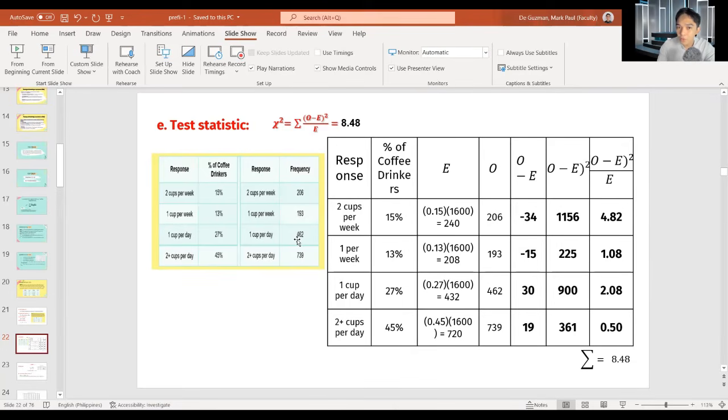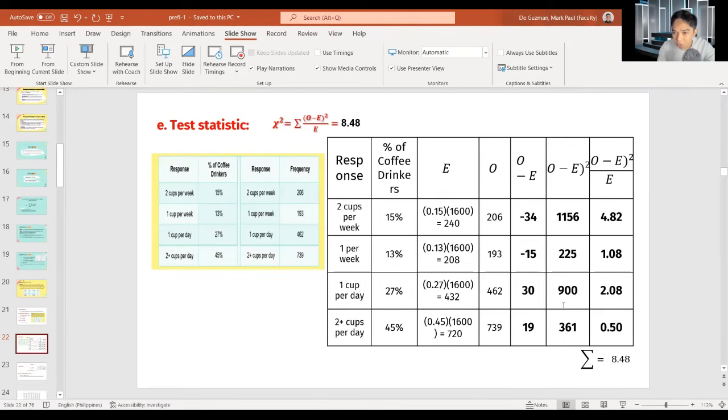Next, 462 minus 432 is 30. And last, 739 minus 720, we have 19. Then, square lang natin, negative 34 raised to 2, that is 1156. Negative 15 raised to 2, that is 225. Then 30 raised to 2, that is 900. Then 19 raised to 2, 361.